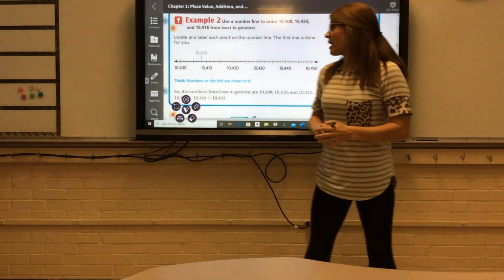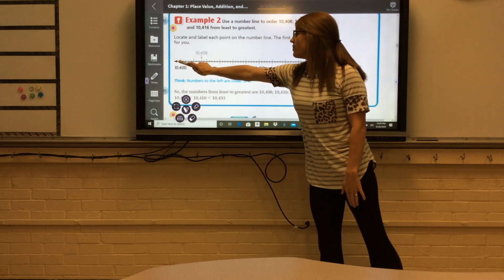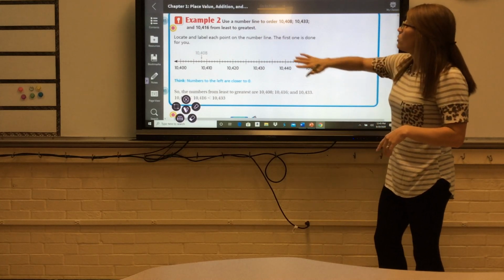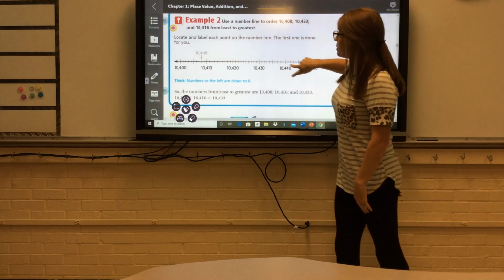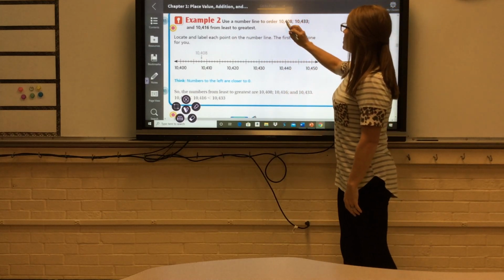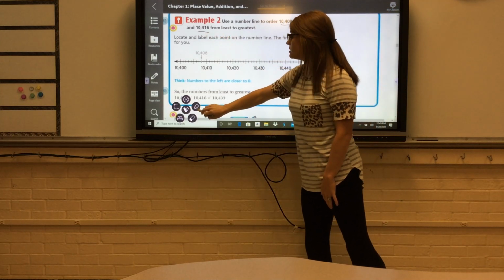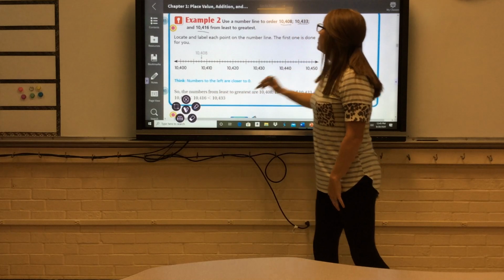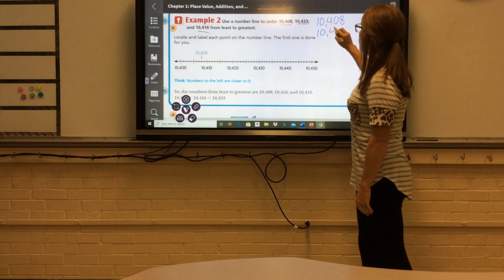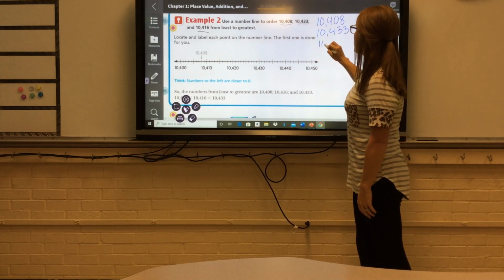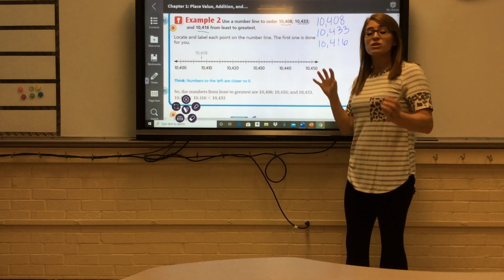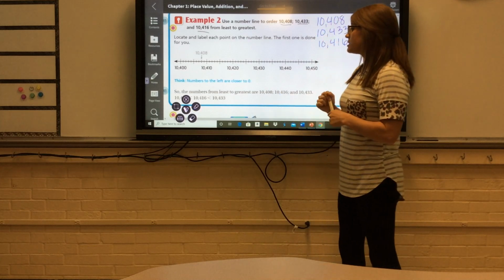Number lines where we've got the least number here and then it counts up to the greater numbers from left to right, just like when you read a book. So we can locate all of these numbers on a number line to see which one's the greatest and which one's the least. So they've given us these 3 numbers. I'm going to write them a little bit larger so that you can see them. We've got 10,408, 10,433, and 10,416. And what they want us to do is place those on the number line so that we can put them in order from least to greatest.